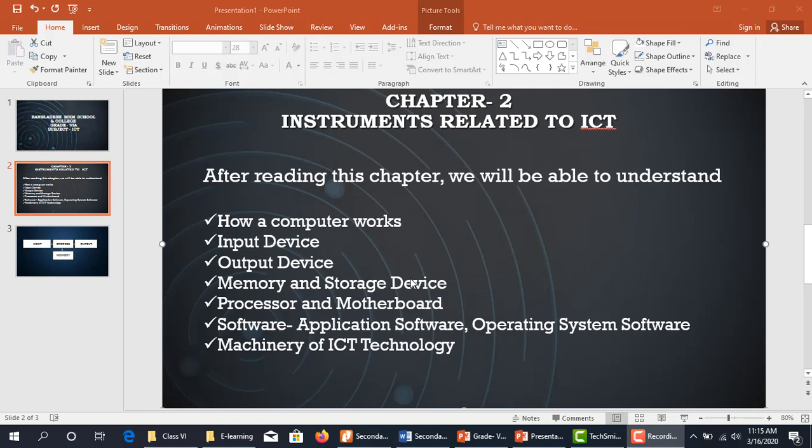After that, the software. There is a lesson on software, and there are two types of software: application software and operating system software. We will discuss it, and some machinery of ICT technology, which is very important in your lesson to operate your computer. So all of the things, I have already discussed 50 or 60% in this chapter.